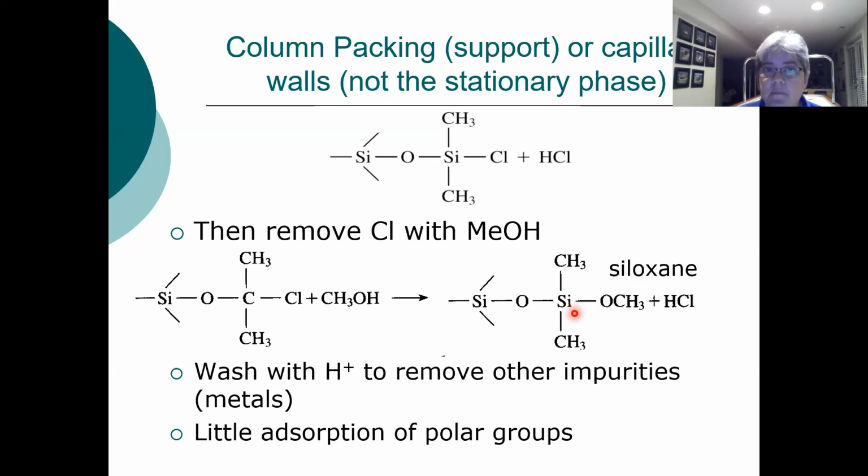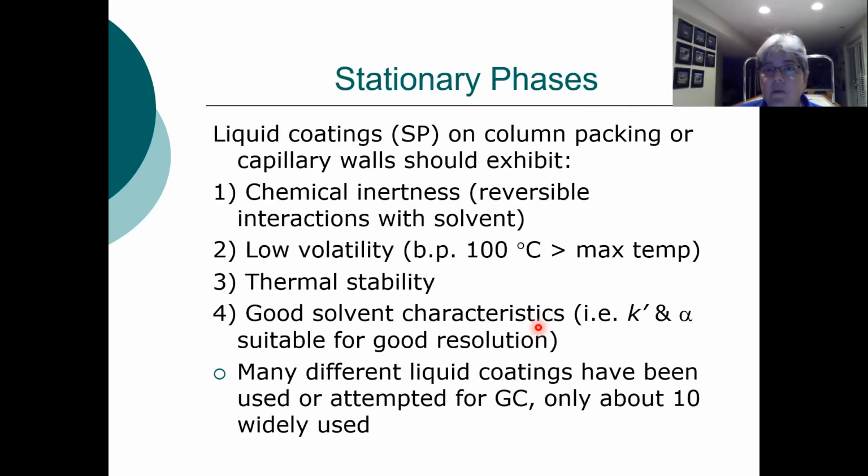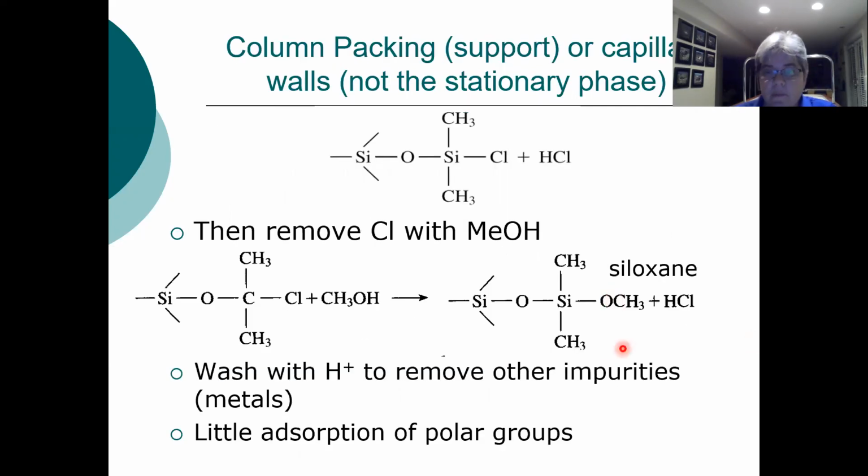You don't lose them. Okay, so when we talk about, we've got these particles and then a film on it. So this is the support or the wall of the column. This is what they're made of. Now, on top of that, we have to put the stationary phase. And these are the liquid coating that are going to go onto this siloxane.